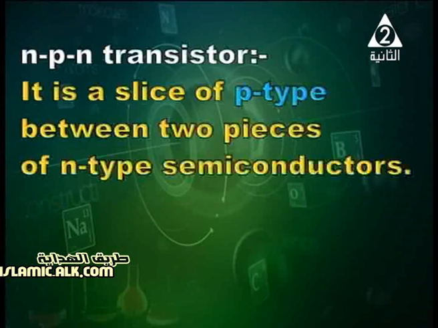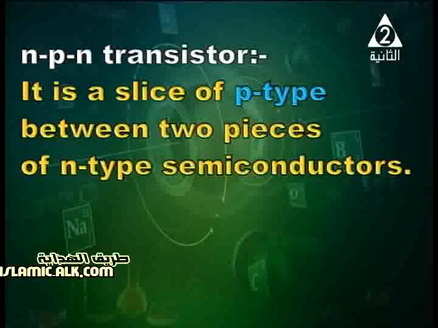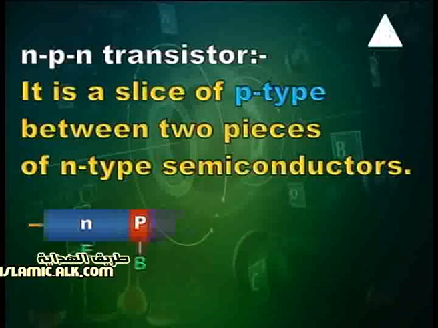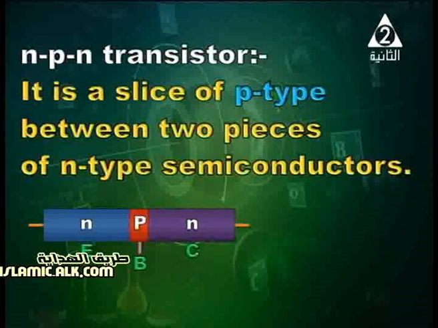The first type is the NPN transistor. It is a slice of P-type between two pieces of N-type semiconductor. It is shown right now on the screen. So the base is made of P-type semiconductor, which is different from the type of the other two pieces. Emitter and collector are made of N-type.